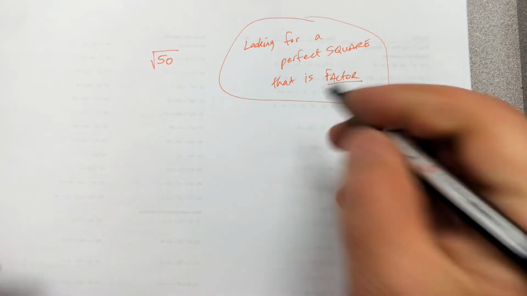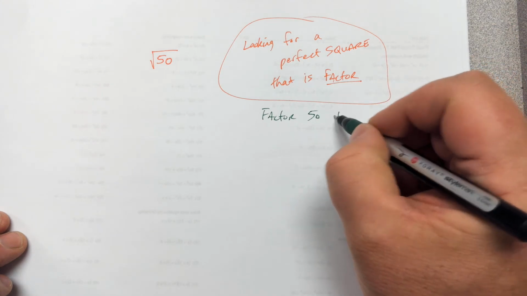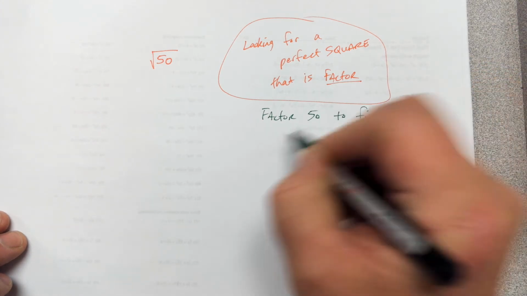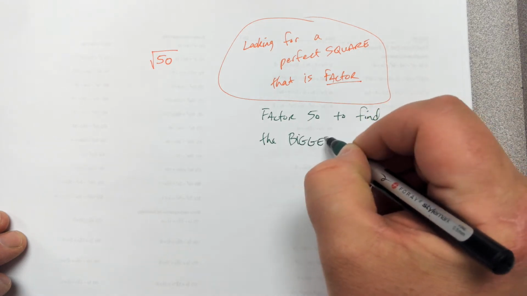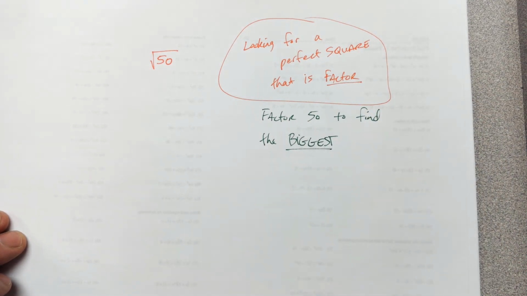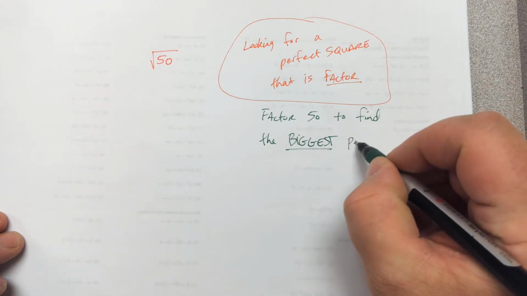So what we're going to do is factor 50 to find the biggest. I put it in capitals because that's the thing everybody's going to mess up. You're going to find a perfect square, not the biggest perfect square. Find the biggest perfect square.